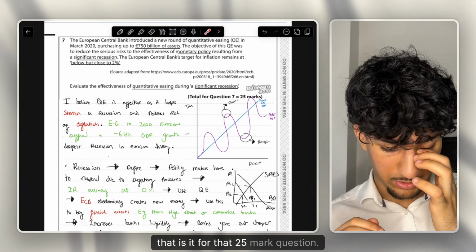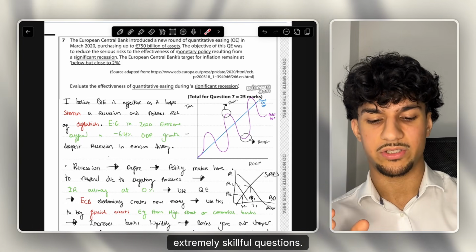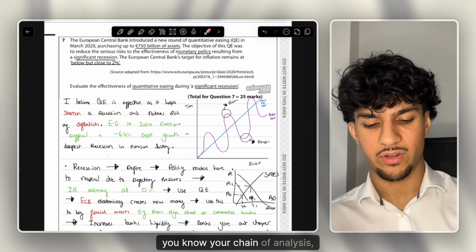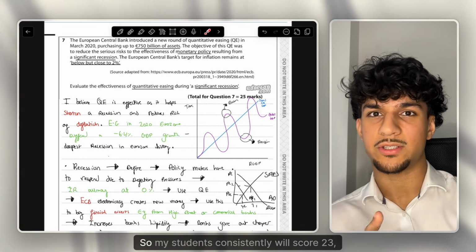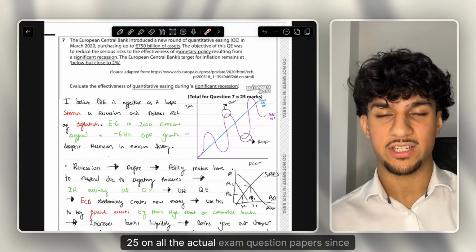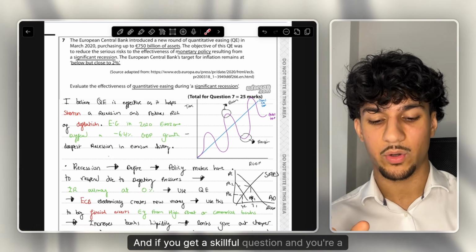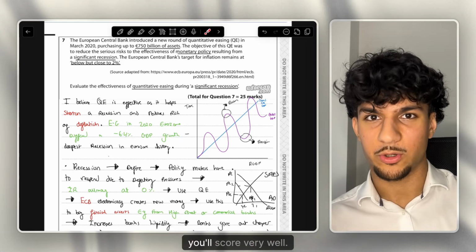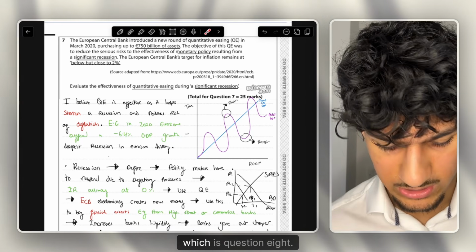That is it for that 25 mark question. What I love about some of these Edexcel questions is that they are extremely skillful questions. If you know your application, your chain of analysis and your theory, you will absolutely smash that out of the park. And this is why some of my students consistently score 23, 24, 25 on all the actual exam question papers, since the questions are skillful. If you get a skillful question and you're a skillful individual, you'll score very well. So yeah, let's now move on to the second 25 mark question, which is question 8.